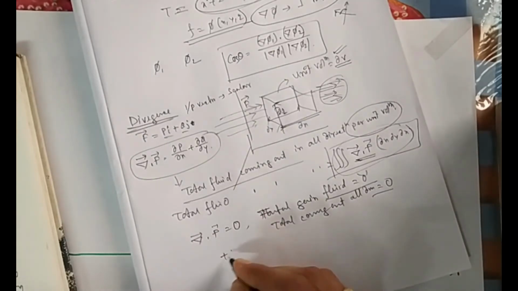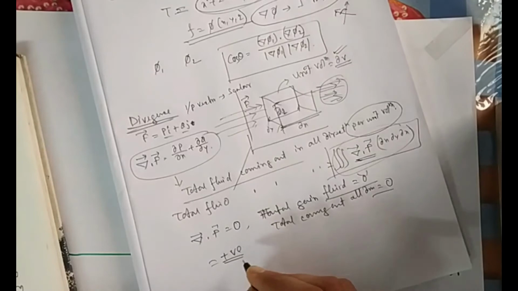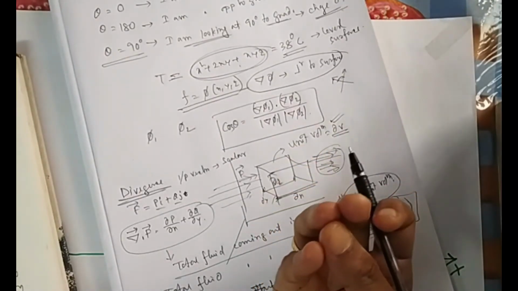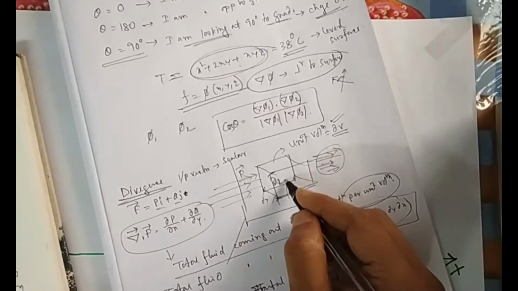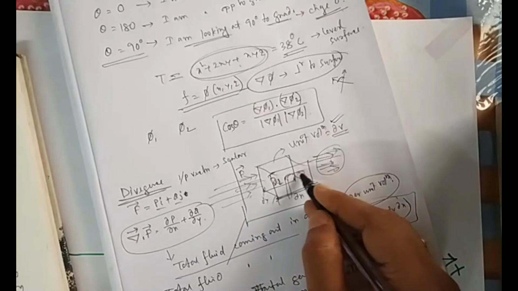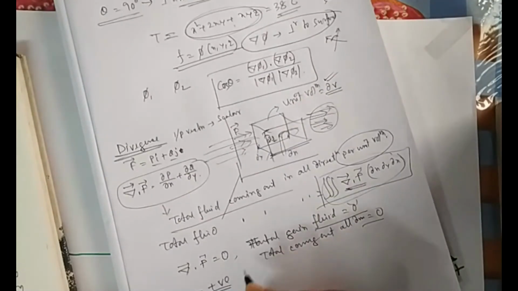If this answer is positive, that means there is some source inside this, some tap, and water is coming out from this tap. That's why the output is more. Whatever the input is, plus this, will come out. So that's why we will say there is a source inside.